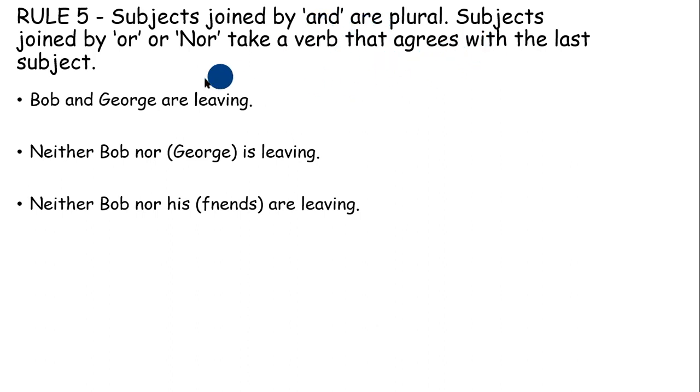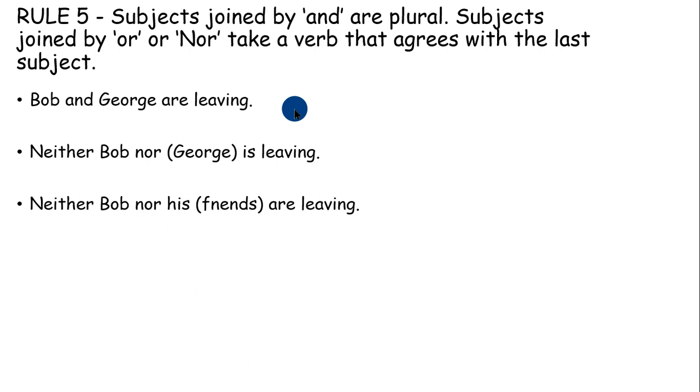And the second part is that subjects joined by or, nor take a verb that agrees with the last subject. So that is the second part of this rule, that if there are two subjects joined by or, nor, they take a verb that agrees with the last subject. So let's take this with an example.